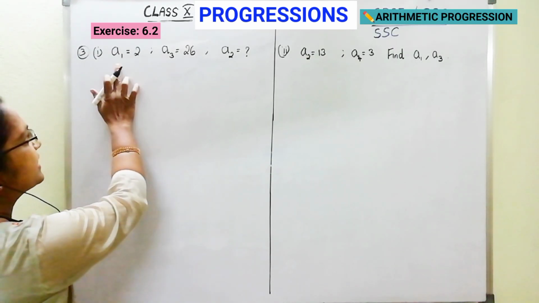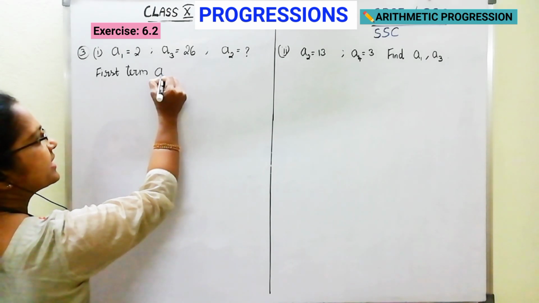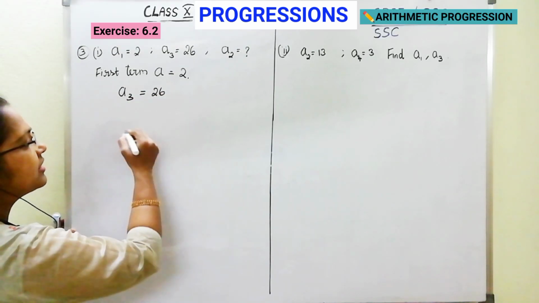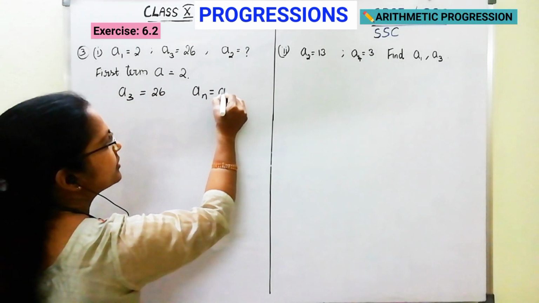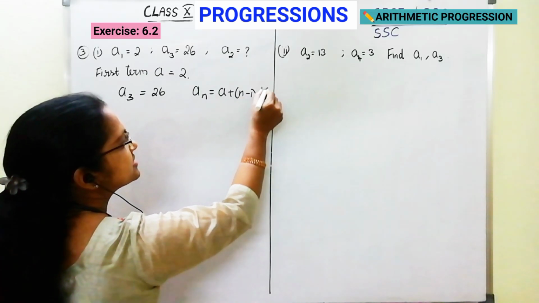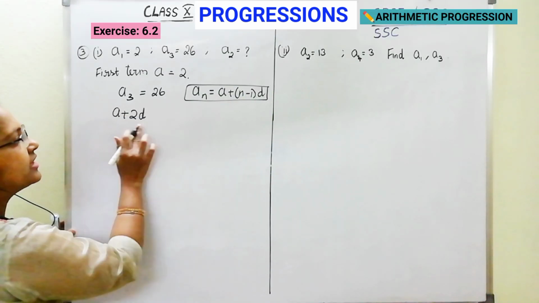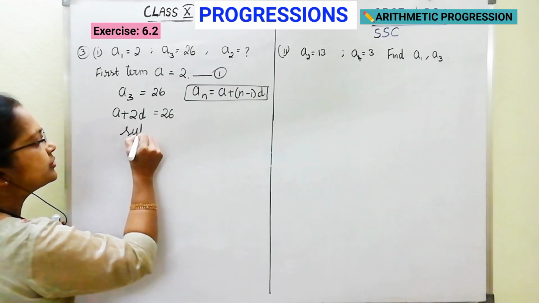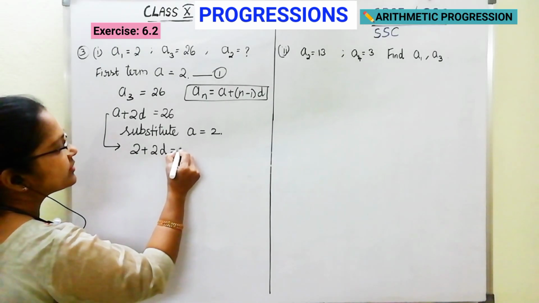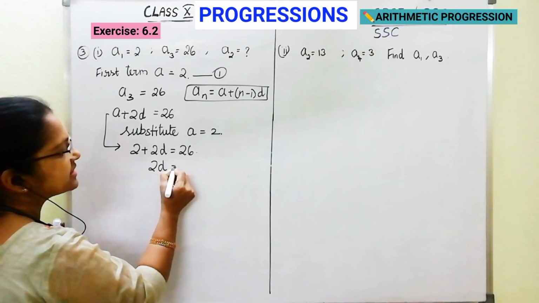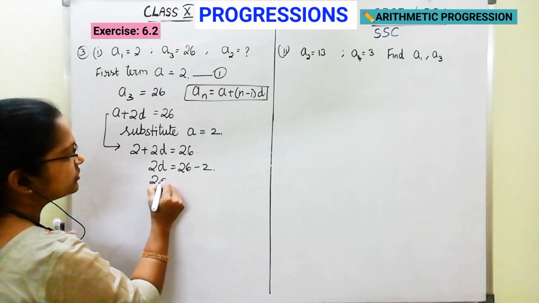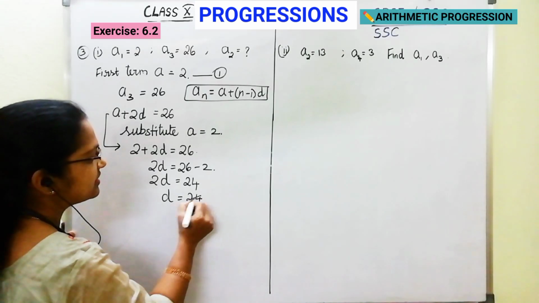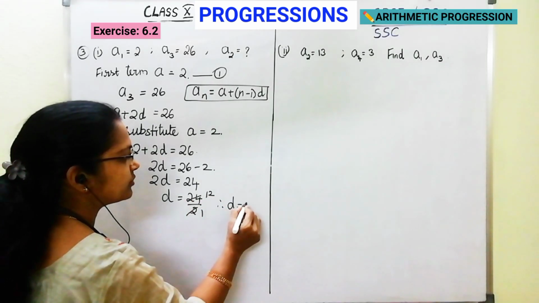Now, third problem, first bit. A1 is given as 2. First term is represented by A and A is equal to 2. A3 is given as 26. What is an value? An is equal to a plus n minus 1 into D. This is the general term. A3 is A plus 2D. A plus 2D is 26. Here A is 2. Substitute A is equal to 2. 2 plus 2D is equal to 26. So 2D is equal to 26 minus 2. 2D is equal to 24. D is equal to 24 by 2. 2 1s are 2, 2 12s are 24. Therefore D is equal to 12.